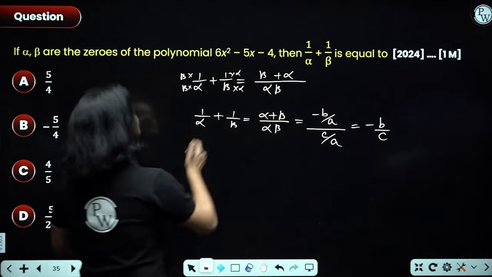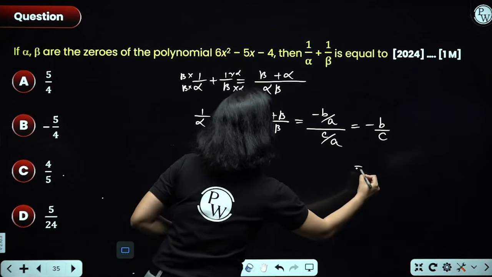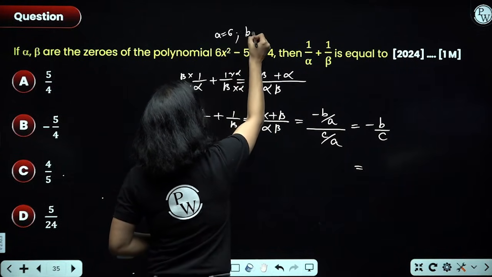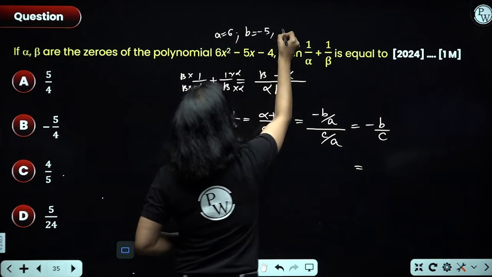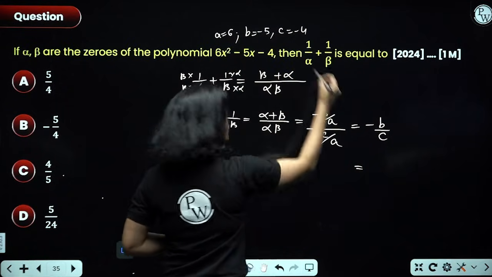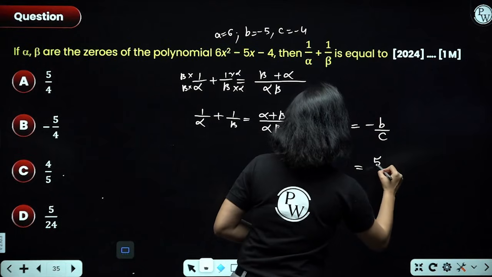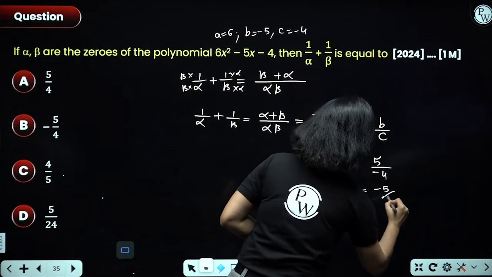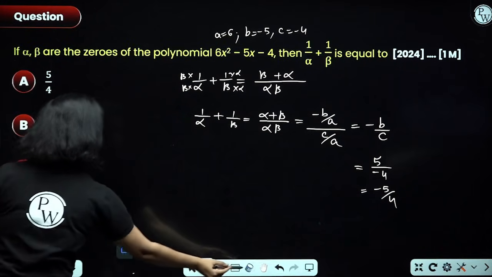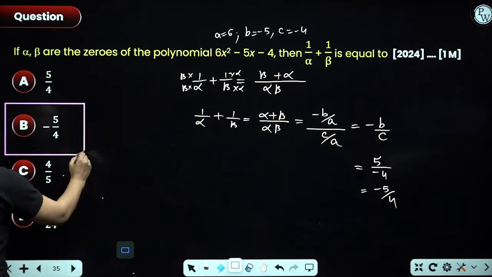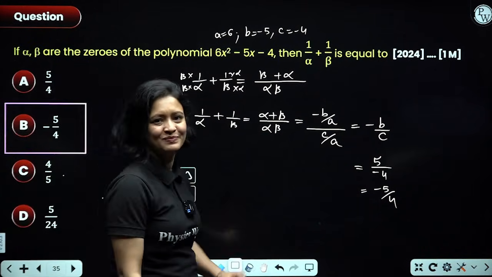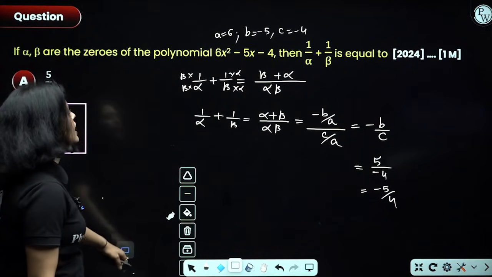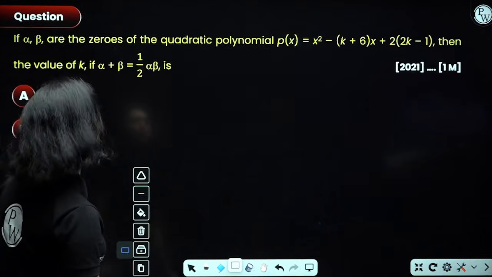So minus b by c, everyone, which would be equal to what? Here a is 6, b is equal to minus 5 and c is equal to minus 4. So minus of b would be 5 and c would be minus 4. So, minus 5 by 4 is the correct answer. Minus 5 by 4, everyone. Option number B is the correct answer. Simple, right? So, please remember this. Very easy. Okay. So, with that, let's move on.